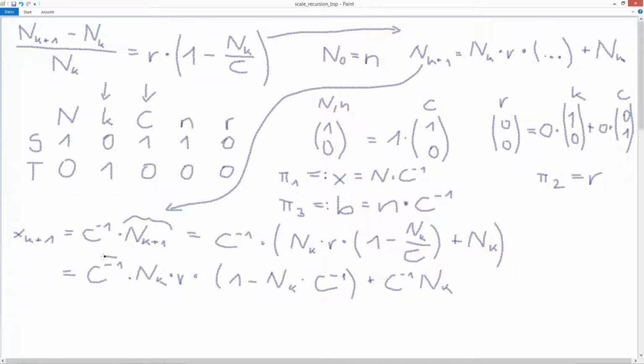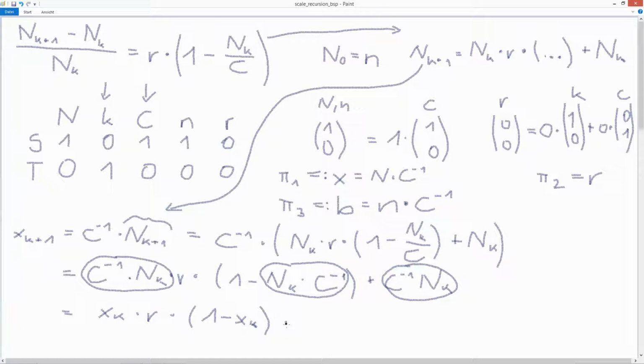And now we take a look at this here and that here and here, because we already know what these expressions are. These expressions are just x. So here we have xk times r times 1 minus xk plus xk. So this comes from this relation here. So now we have a new recursion, but this time it depends on xk instead of nk.